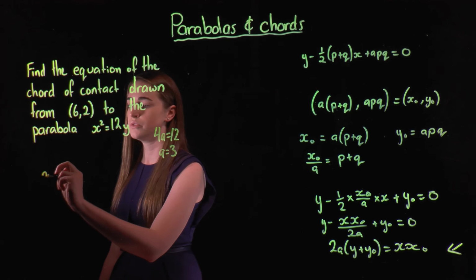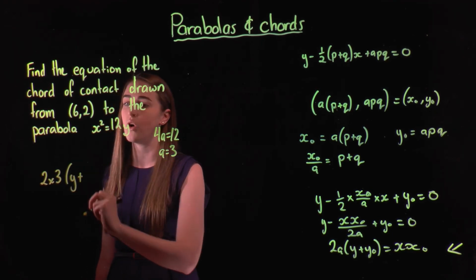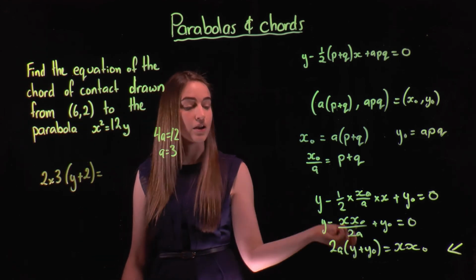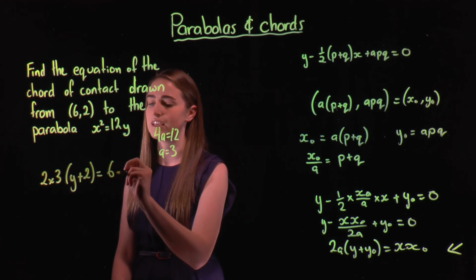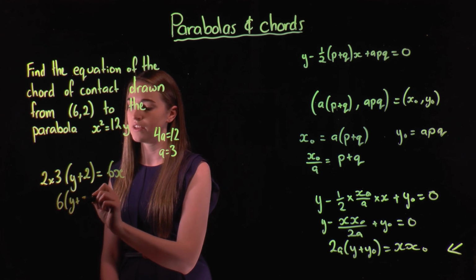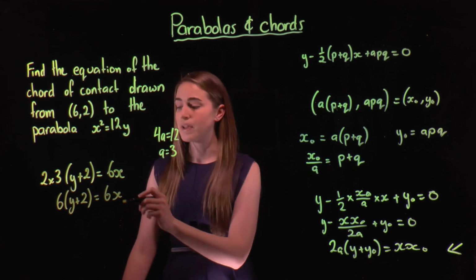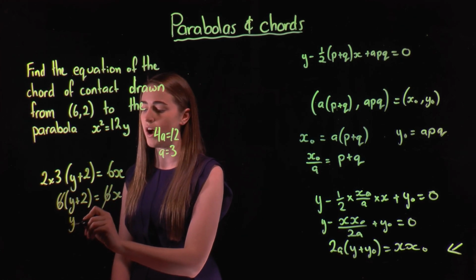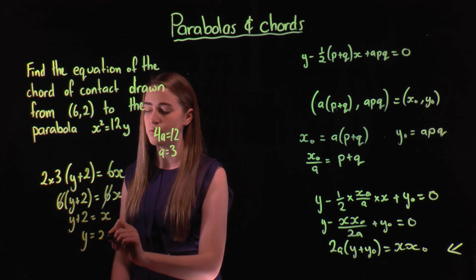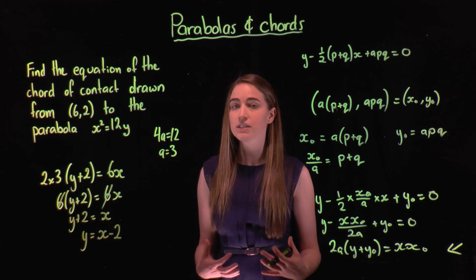So we can substitute those 3 values into this equation. So we're going to have 2 times 3 times (y plus y naught, which was our 2) is equal to x times x naught. Our x naught was 6, so that's just going to give us 6x. So we're going to have 6 times (y plus 2) equals 6x. We could divide both sides by 6. So we're just going to have y plus 2 is equal to x, or if we write it in gradient intercept form, y equals x minus 2. So that's having a look at parabolas and their chords.